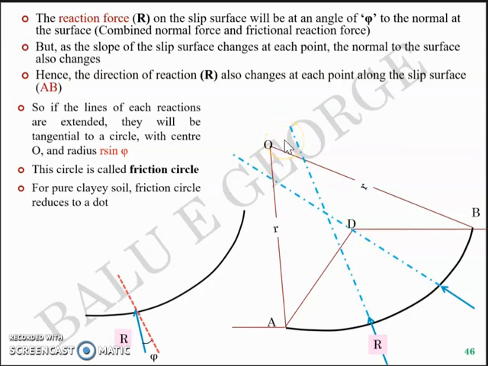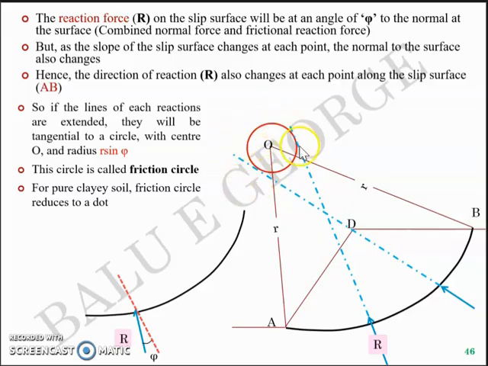And for purely clay soil, the frictional circle reduces to a dot because you don't have phi, so sine phi turns out to be 0 and r sine phi turns out to be 0, which means that you don't have a circle, you just have a point. Or every reaction will pass through the center of the circle when it's pure clay. And if it's not pure clay, you'll have a circle like this.